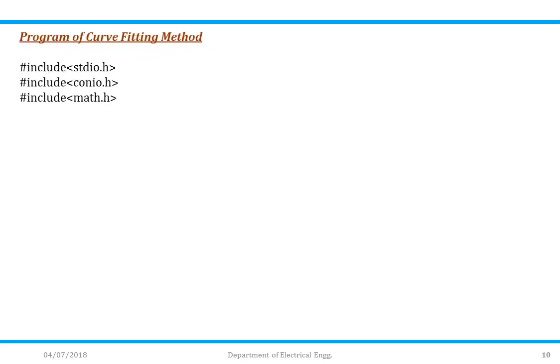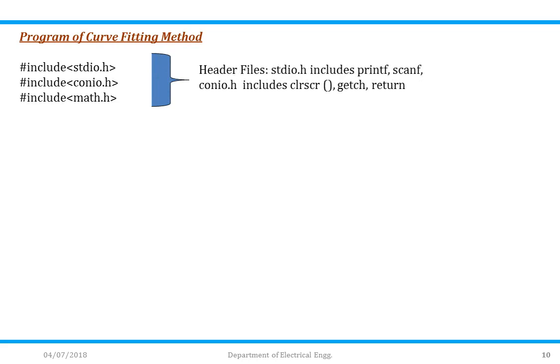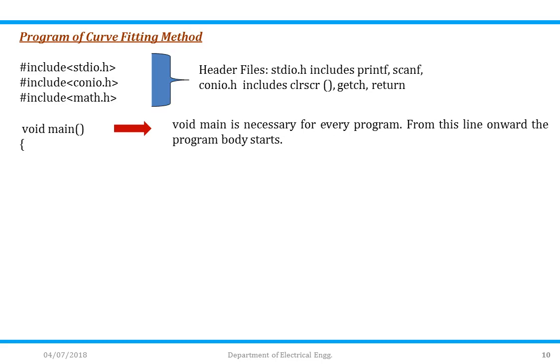Program of curve fitting. #include stdio.h, #include conio.h, #include math.h. These are the header files. stdio.h means standard input output, which includes printf and scanf. conio.h is the console input output, which includes clrscr, getch and return. Void main. Void main is necessary for every program. From this line onwards, the program body starts.